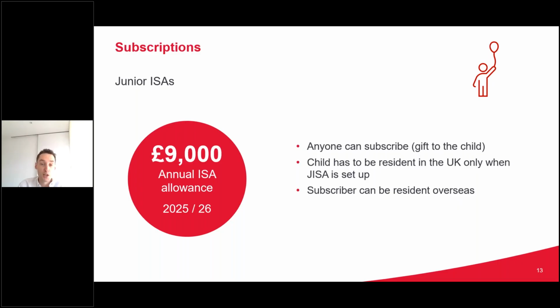So they don't need to be UK resident, which is different for the adult ISA, because you can only fund your ISA if you are a UK resident at that time. And there's no rules around where the subscriber is based as well. So there's some scope for overseas subscriptions to junior ISAs as well.